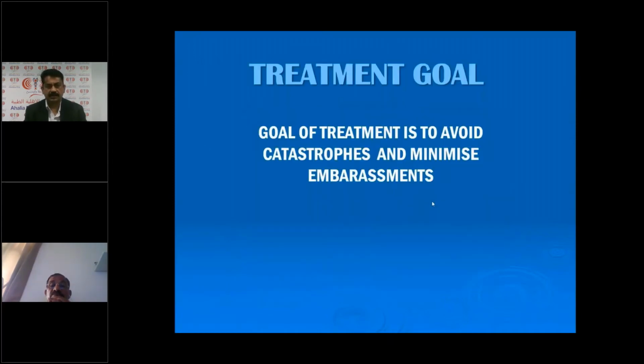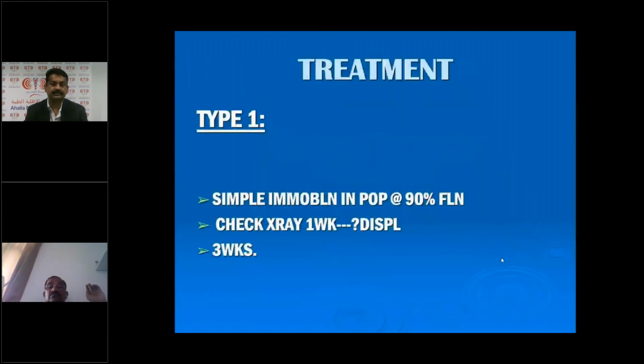So in treatment goal, I would quote one of the giants in pediatric orthopedics, Mercer Rang. He has said that the goal of treatment is to avoid catastrophes and minimize embarrassments. The catastrophes like vascular injury and Volkmann ischemic contracture, and embarrassments like cubitus varus, loss of reduction, iatrogenic nerve injuries. So we want to have this in mind when treating supracondylar fractures.